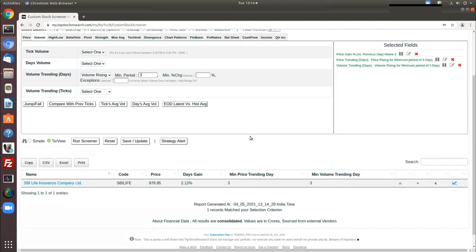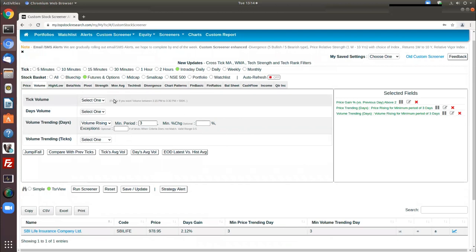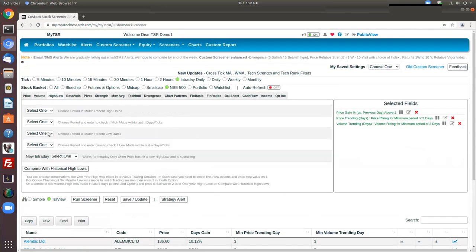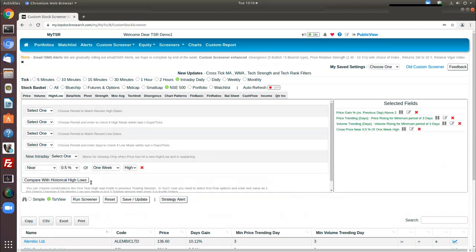Since the number of records is restricted, I'm increasing the scope to a bigger set to see if there are more records. So there are 4 records over here. I'm also looking for stock which is very close to historical highs.